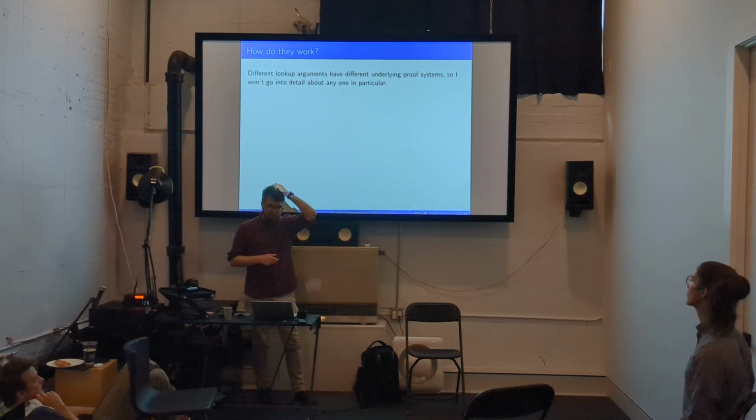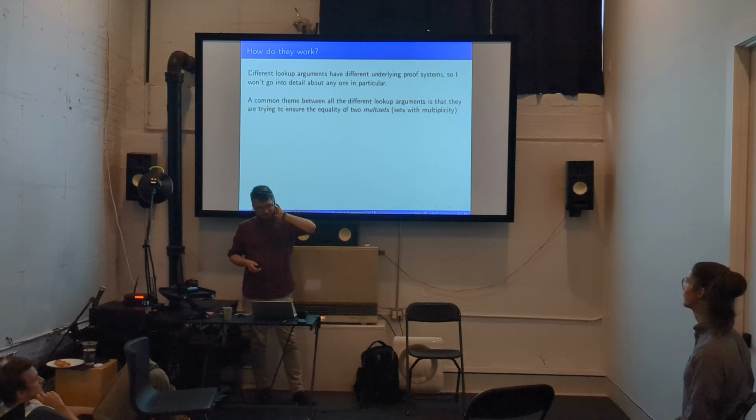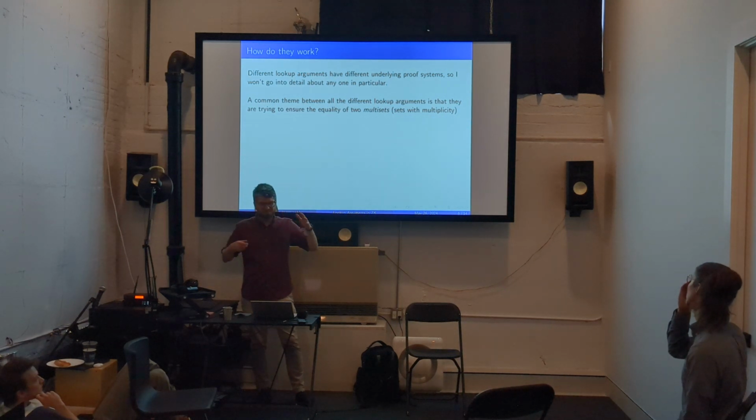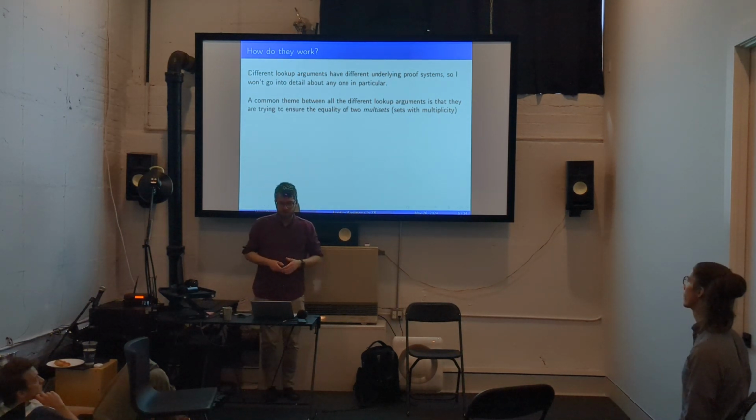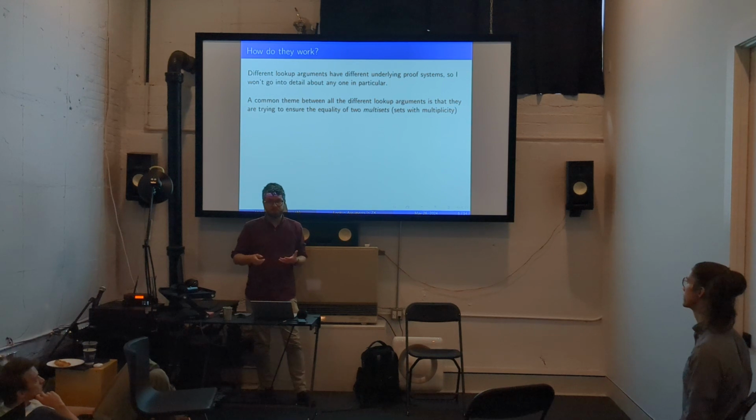So again, I'm not going to say anything very precise, because there are too many different kinds of lookup arguments to be precise. But a common theme between pretty much all lookup arguments at this point is that you're just trying to prove an equality of multisets. A multiset is a set where you keep track of the multiplicities of however many times something appears in that set.